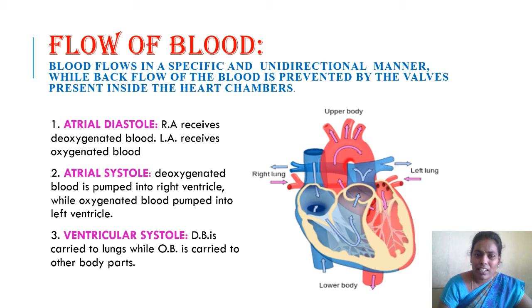Blood flows in a specific and unidirectional manner, while backflow of the blood is prevented by the valves present inside the heart chambers. Already we have discussed the tricuspid valve and bicuspid valve, which prevent the backward flow of the blood. Once the blood reaches from one chamber to another chamber, the valve closes and stops the blood from entering the previous chamber again. That's why the blood flow is unidirectional. It always progresses forward, not backward.